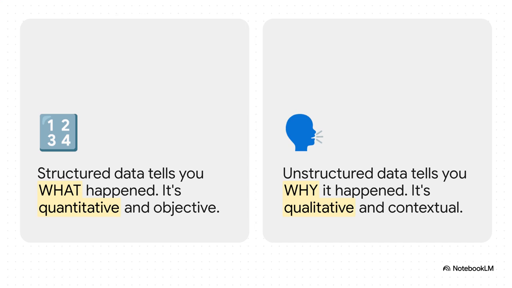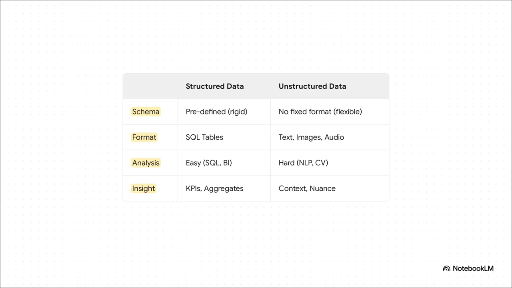When you boil it all down, the difference is actually pretty simple. Structured data tells you what happened, the hard numbers, the quantitative facts. But unstructured data, that tells you why it happened. It gives you the qualitative story, the all-important context. So let's just quickly break down the technical differences. Structured data has that rigid, predefined model. It lives in SQL tables, super easy to query. Unstructured data is the complete opposite. It's flexible, has no fixed format, and you need more complex tools to make sense of it. One gives you clean KPIs, the other gives you the context and the nuance.